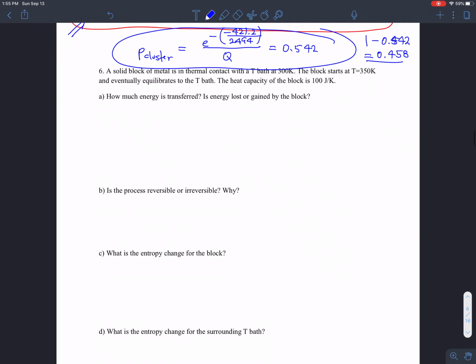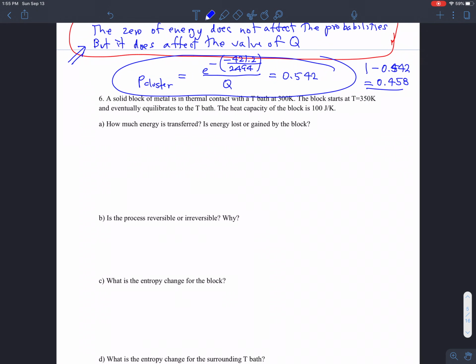Problem number 6. A solid block of metal is in thermal contact with a temperature bath at 300 Kelvin. The block starts at a temperature of 350 K.